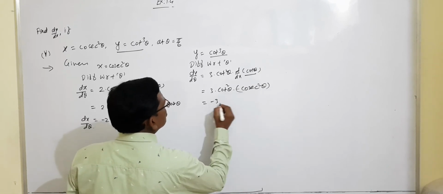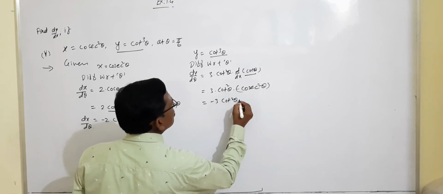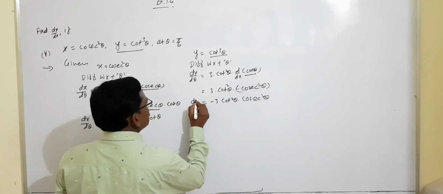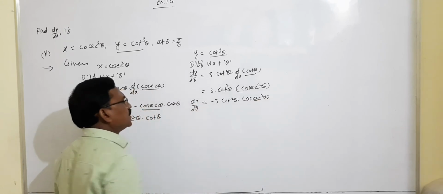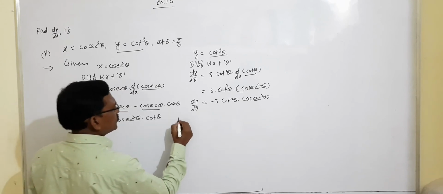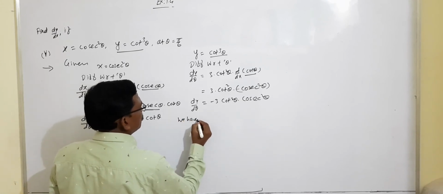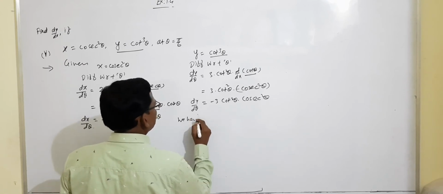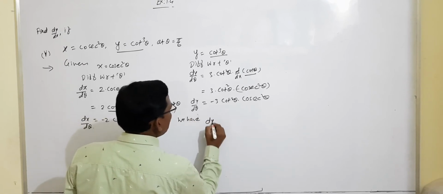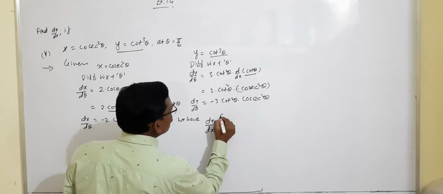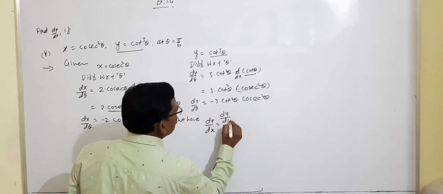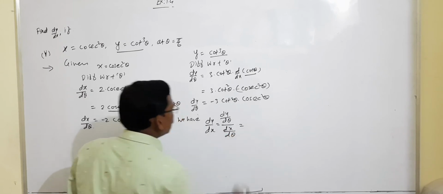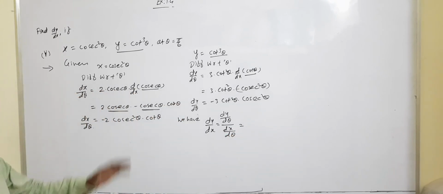So minus 3 into cot square theta into cosec square theta. This is dy by d theta. Now we have the derivative of parameter: dy by dx is equal to dy by d theta divided by dx by d theta. Put the value of dy by d theta and dx by d theta.